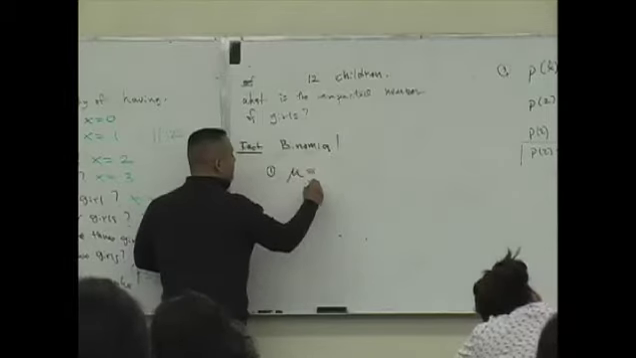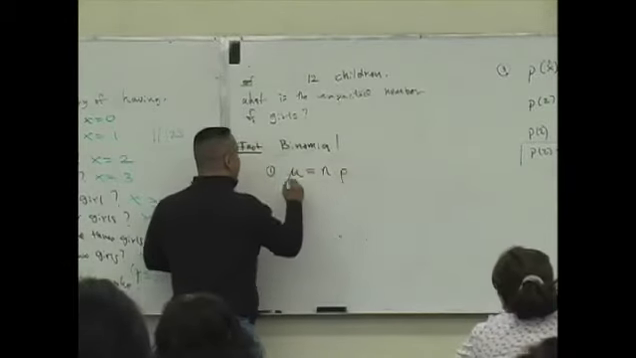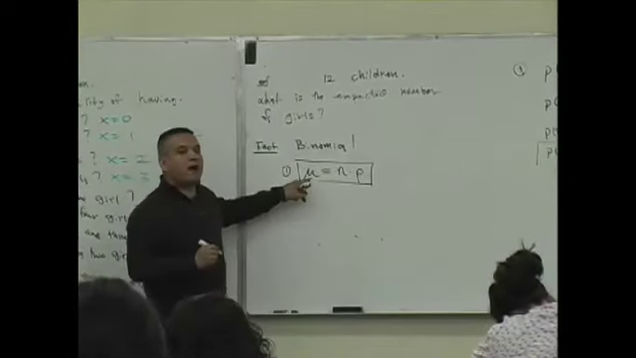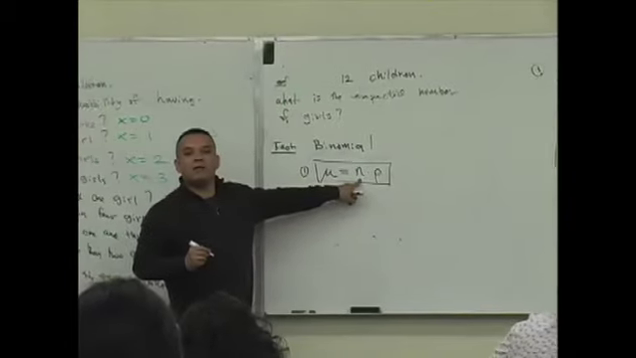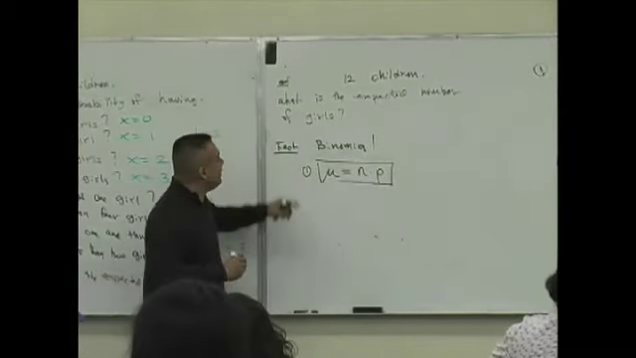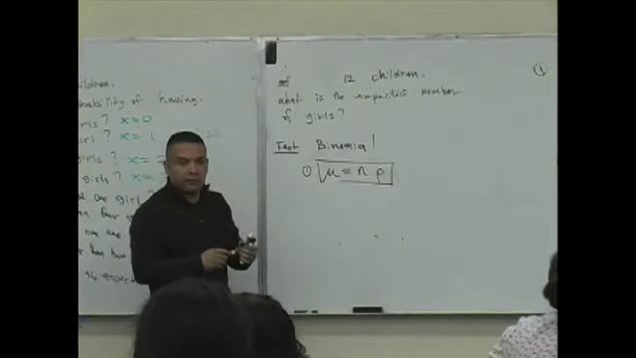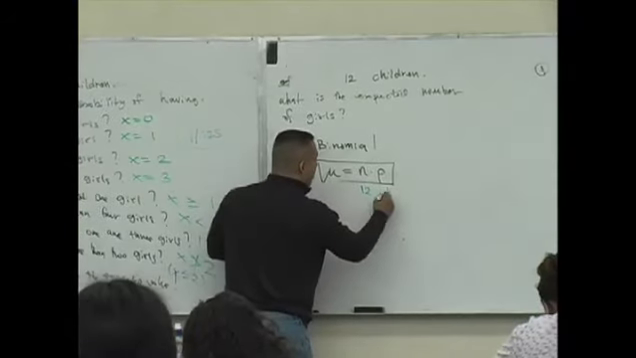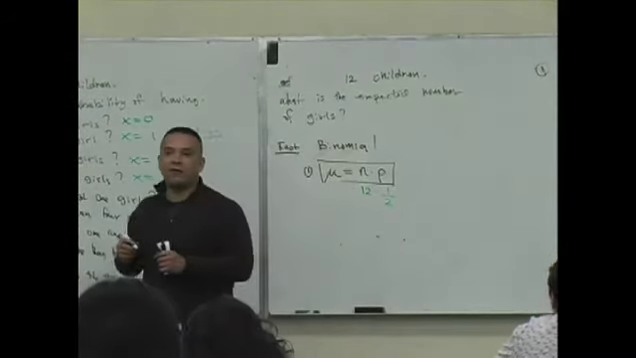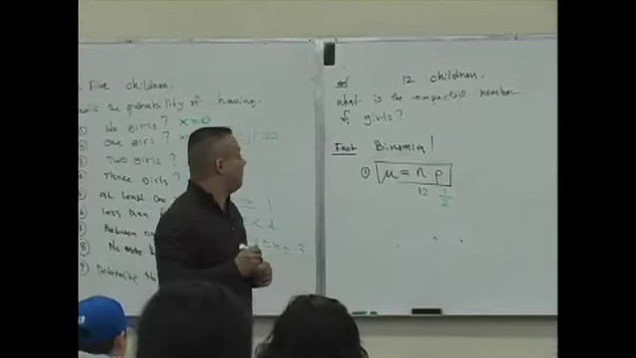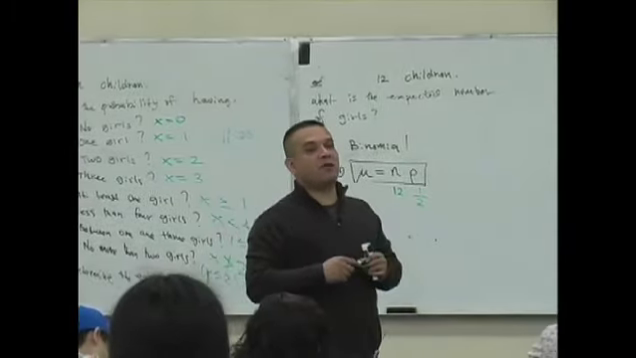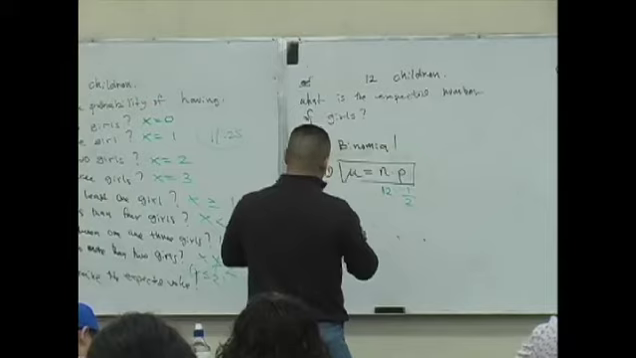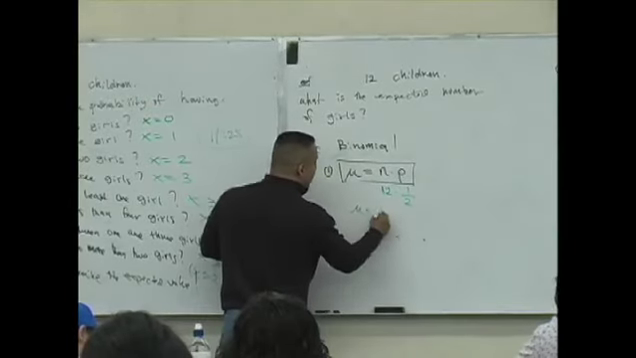Mu equals n times that little what? P. Okay? The expected value is n times p. So in this setting, what's the value of n? How many children? 12, right? What's the value of p? Isn't that 1/2? That little p is 1/2? Why? The probability of a success for a single trial is 1/2. So what's 12 times 1/2? In this example, mu is what?